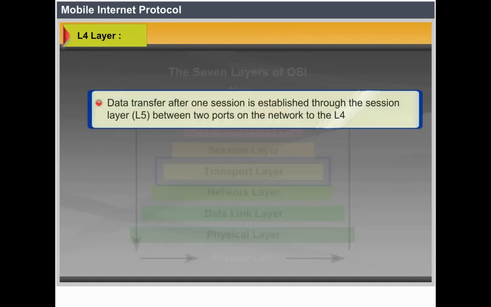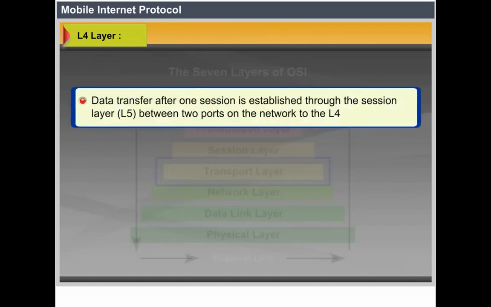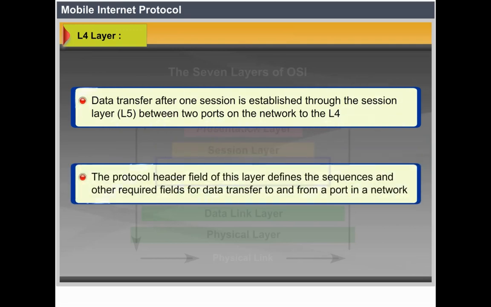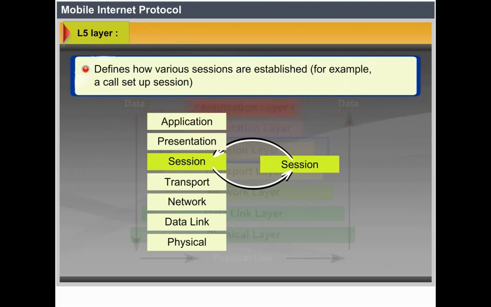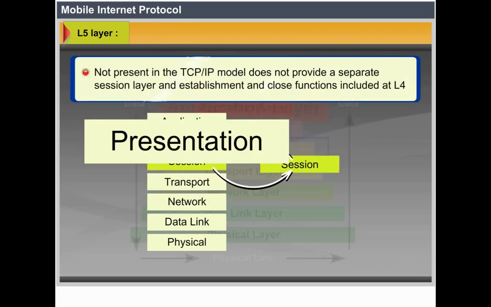L4 layer: data transfer after a session is established through the session layer L5 between two ports on the networks to the L4. The protocol header fields of this layer define the sequences and other required fields for data transfer to and from a port in a network. L5 layer defines how various sessions are established, for example, a call setup session. The TCP/IP model does not provide a separate session layer, and establishment and close functions are included at L4.